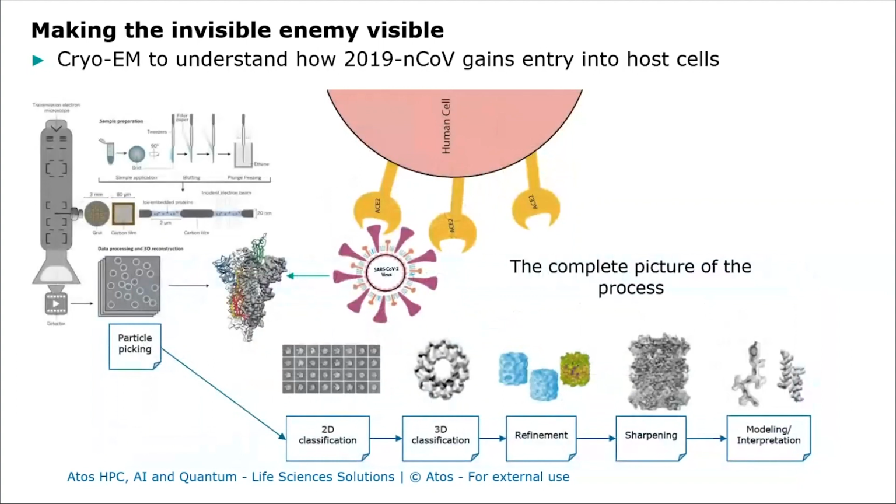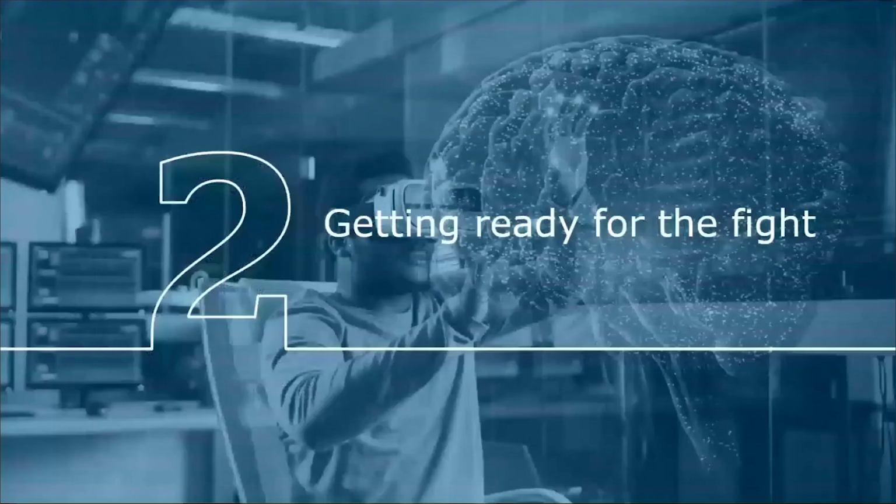The result of the aforementioned step is the 3D model of the macromolecule at a resolution of 3.5 angstrom, which correlates to 0.35 nanometers. As a reminder, this macromolecule is the CoV spike glycoprotein, which is a key target for vaccines, therapeutic antibodies, and diagnostics. This leads us to the following section, which is all about getting ready for the fight.